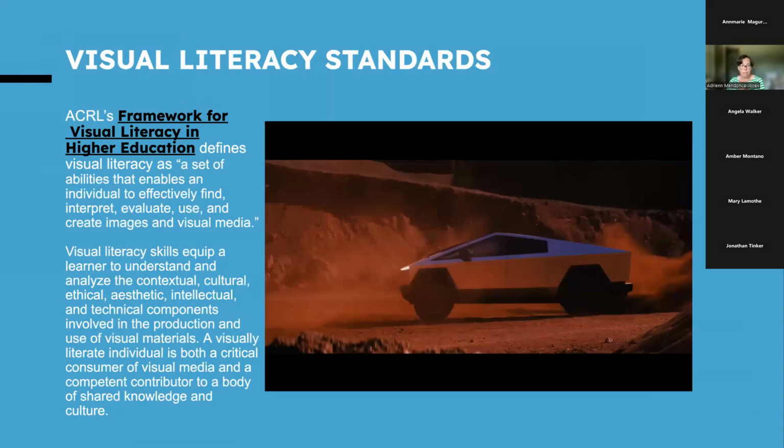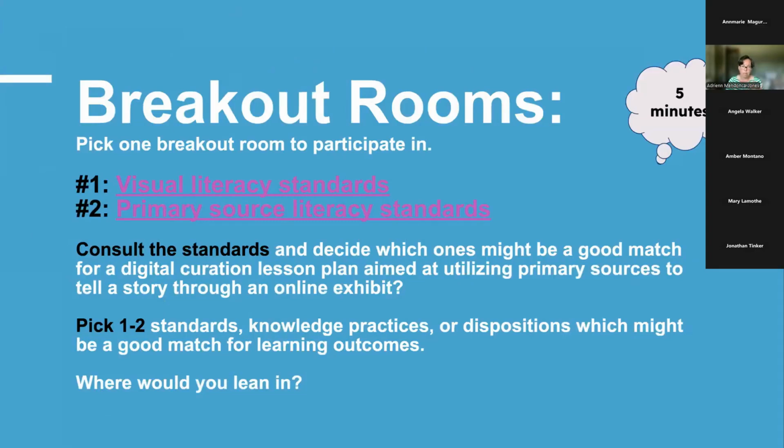And then visual literacy standards. I picked this because I love thinking about the Cybertruck and the advertising and marketing that they did around it. Clearly, if you look at that image, it's like we're on Mars, right? There's the Cybertruck, and it's on Mars, and we're all going to Mars someday. The framework for visual literacy defines visual literacy as a set of abilities that enables an individual to find, interpret, evaluate, and use, again, those similar things, and create images and visual media. And so nowadays, it's also related to AI. How do you identify AI images, right? So those are the two main components used in creating these activities.